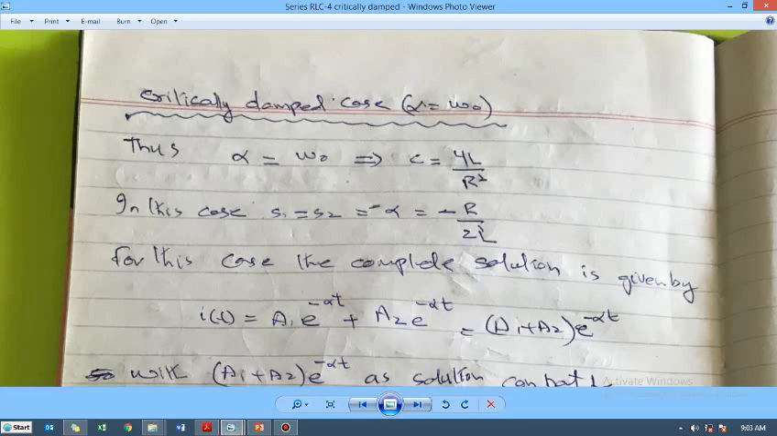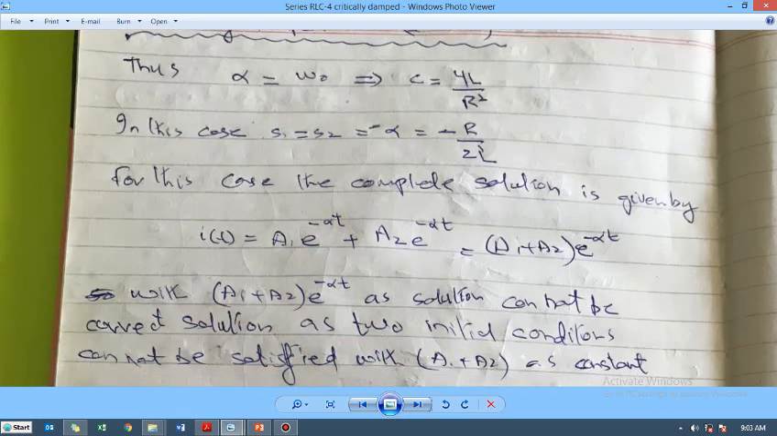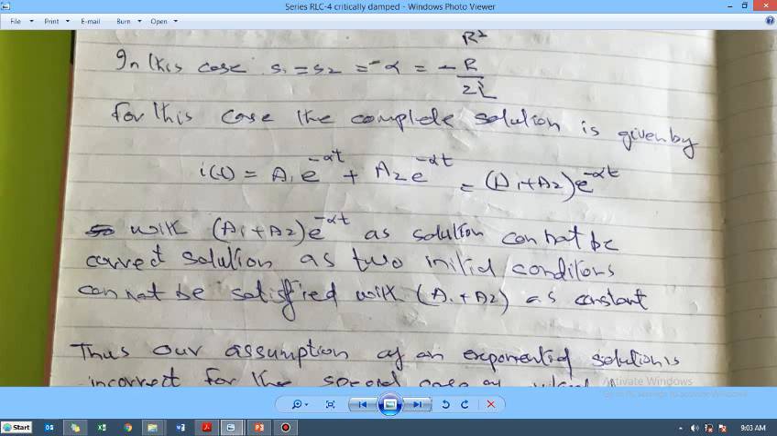In the case of the critically damped situation, our assumed solution last time was A1 into e raised to power minus alpha t, plus A2 multiplied by e raised to power minus alpha t. The roots come in the alpha place, and both the terms are going to be the same, so this will become just a constant, A1 plus A2. We had assumed there are two constants, but it will be reduced to a single constant.